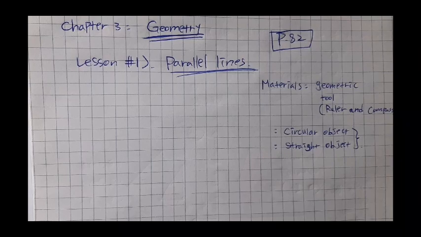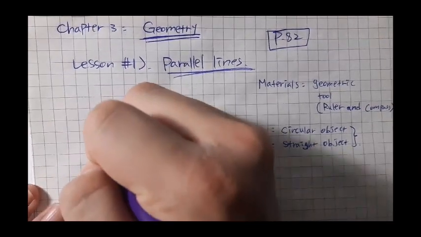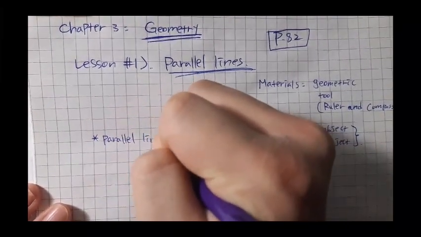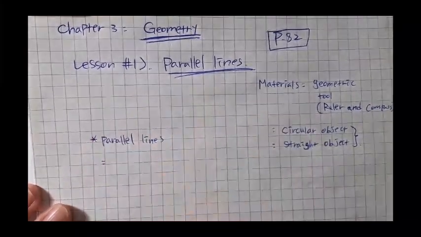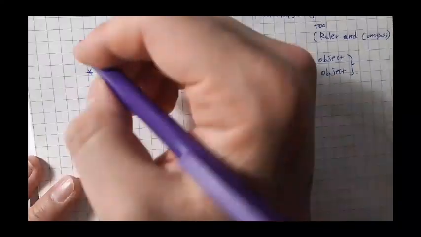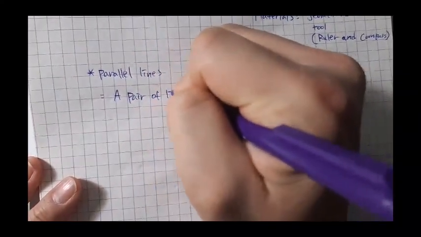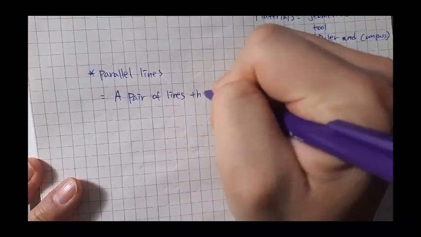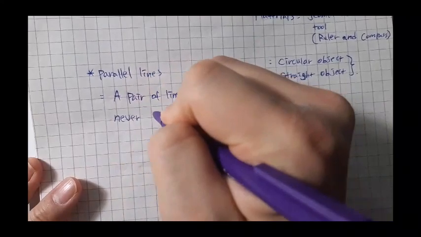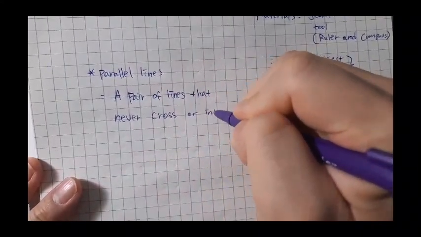Now let's define what parallel lines are. When people say parallel lines, that's basically one way of referring to a pair of lines that never cross or intersect.